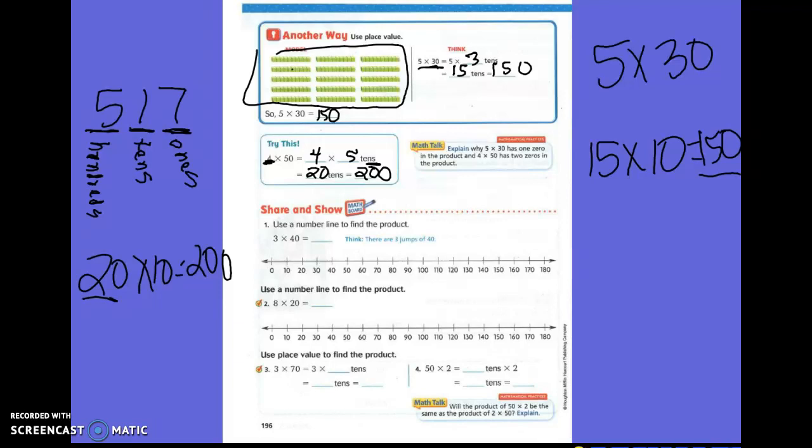Yeah. Okay. So on Share and Show, they have number lines for you to do the 2 problems with a number line. And then on 3 and 4, they have it doing with the place value way. Think you can do that? Yes. Okay, yes, you're going to do it with a partner.